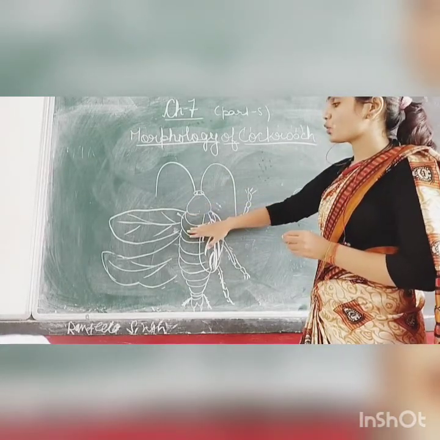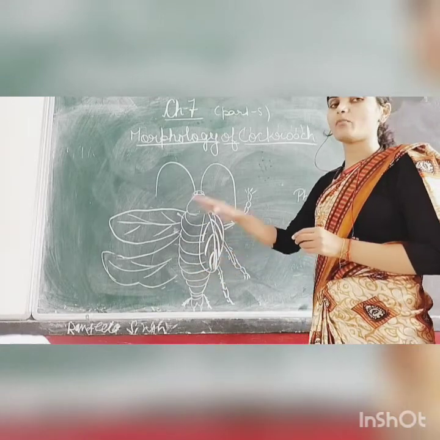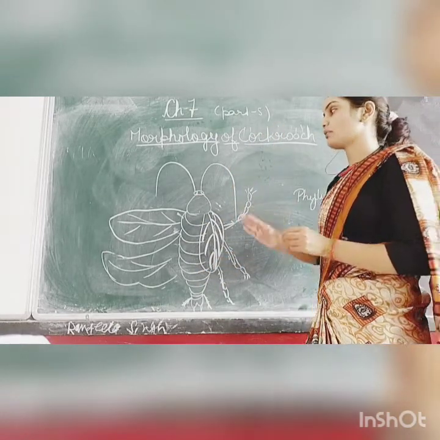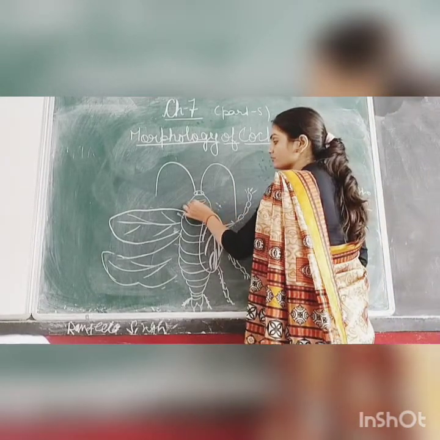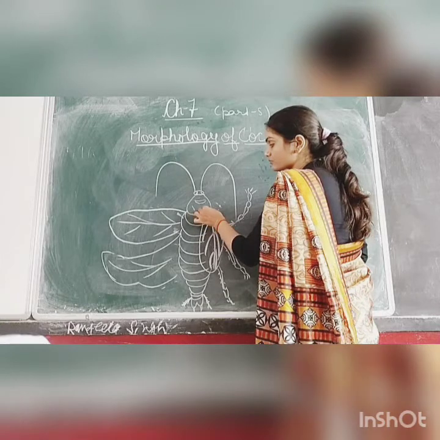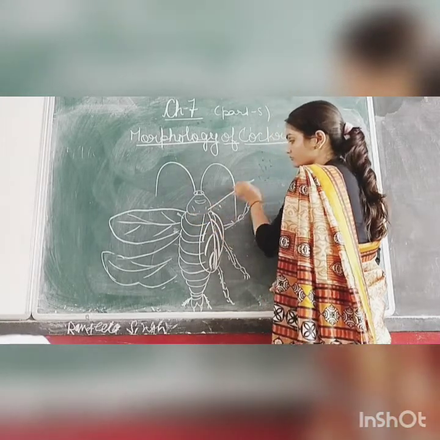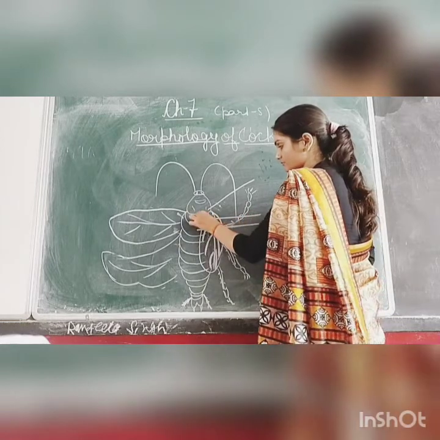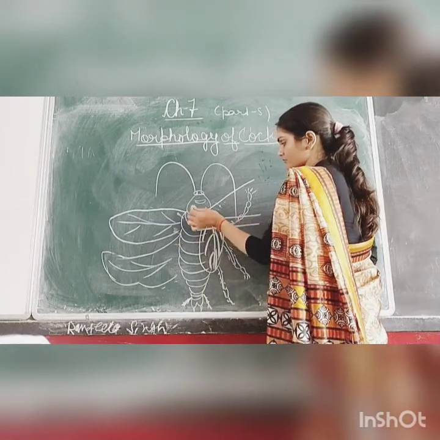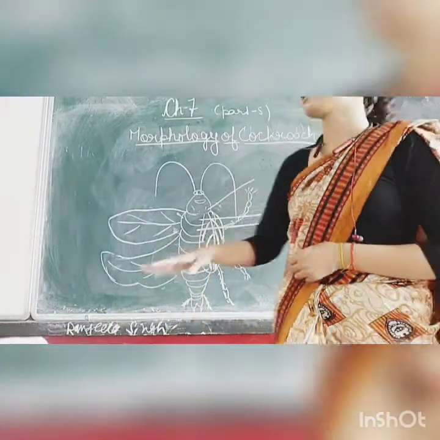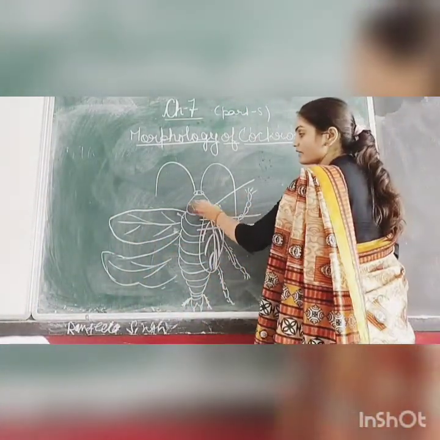The body is divided into three parts: head, thorax and abdomen. This is the head part. Wait a second. There is the thorax part. See, this is the head part.